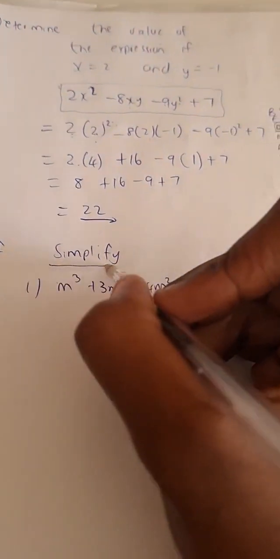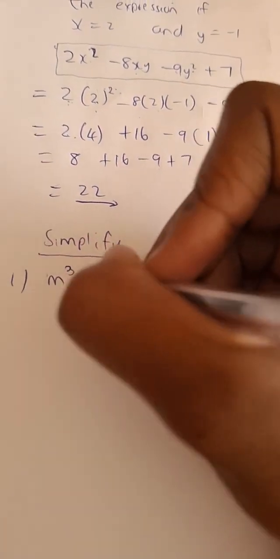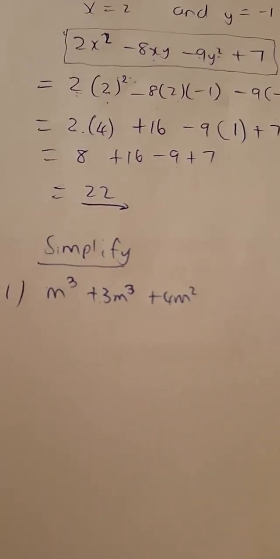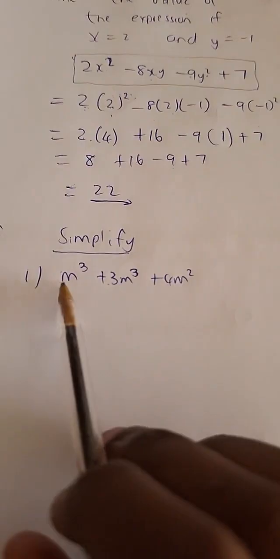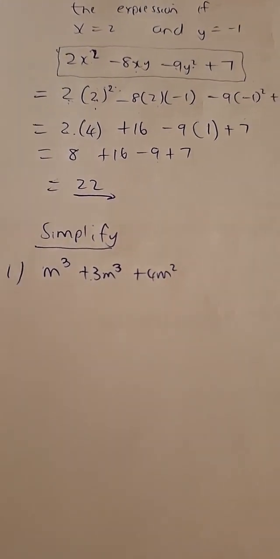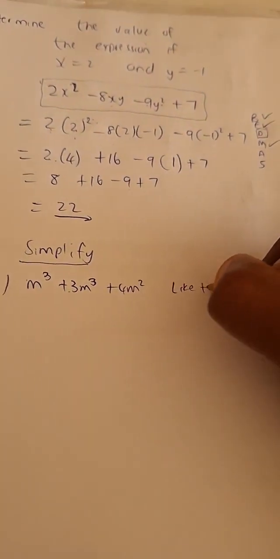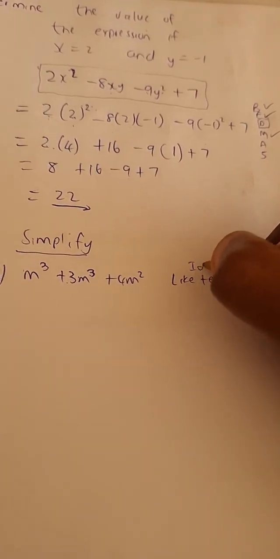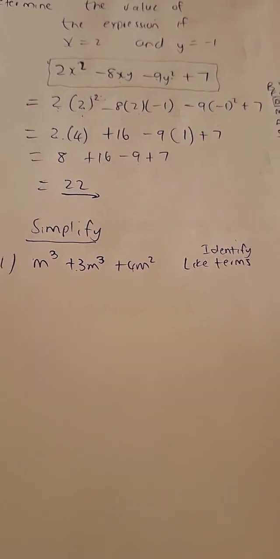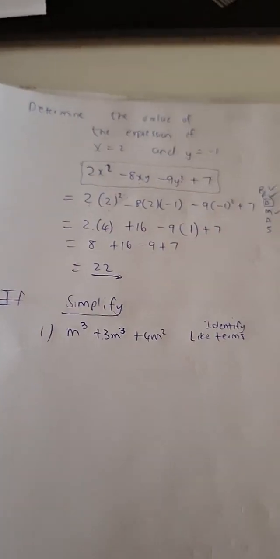Here we are, guys. Simplify. This is m cubed plus 3m cubed plus 4m squared. So when we have an expression such as this, you can see there's addition alone. So what do we need to do? We need to first look for like terms. We need to identify the like terms. When they are there, we know like terms we can add, but unlike terms we can't add.